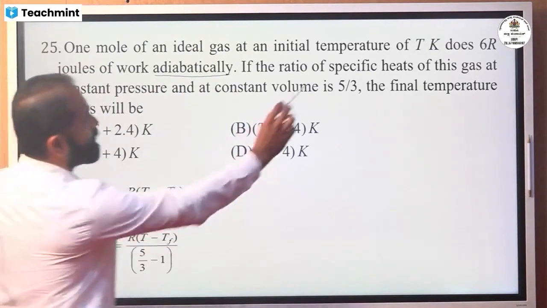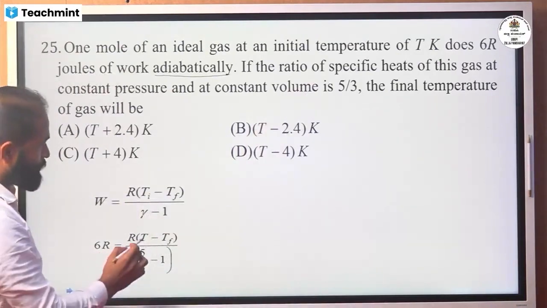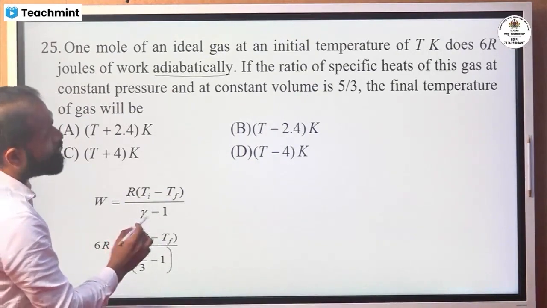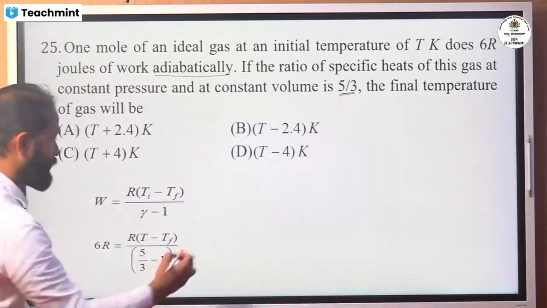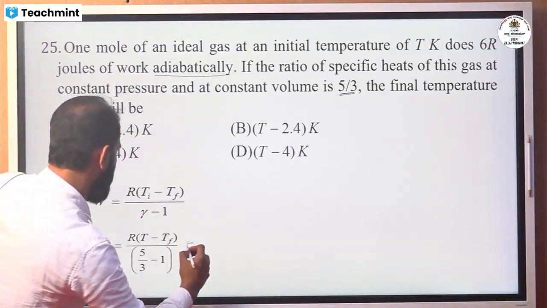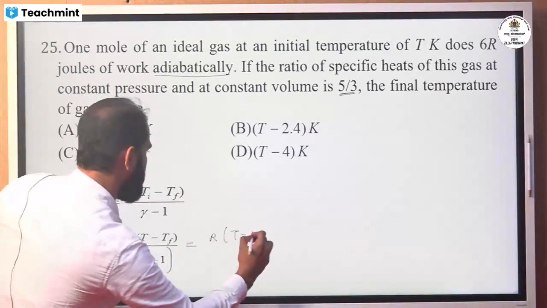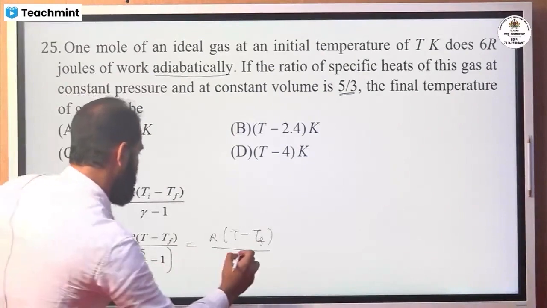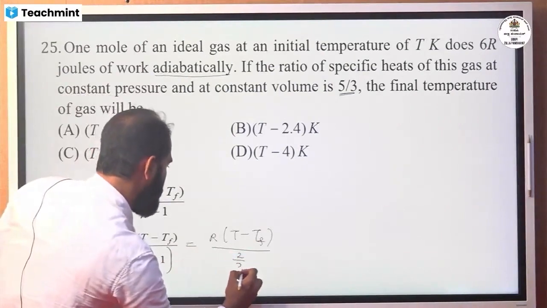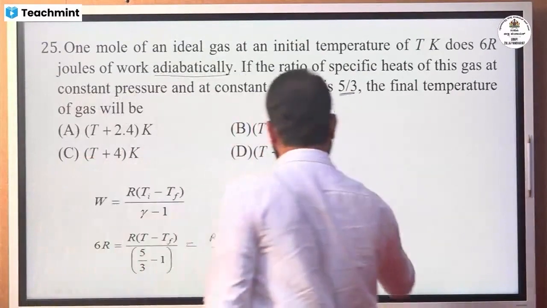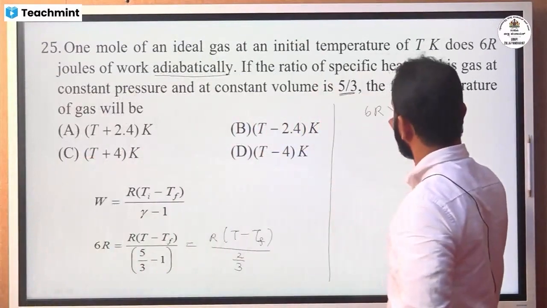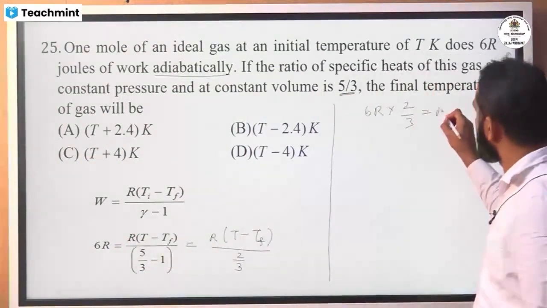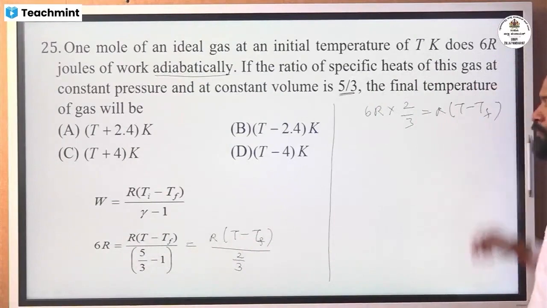divided by gamma minus 1. So the work done is already given as 6R. R as it is. The initial temperature, let me take as T. The final temperature TF. This gamma value is given here, 5/3 minus 1. Let's solve this. So this can be written R into T minus TF divided by 5/3 minus 1. This becomes 2 divided by 3. So let's take it to the other side. So 6R into 2/3. Take this quantity to the left hand side. That is equal to R into T minus TF.